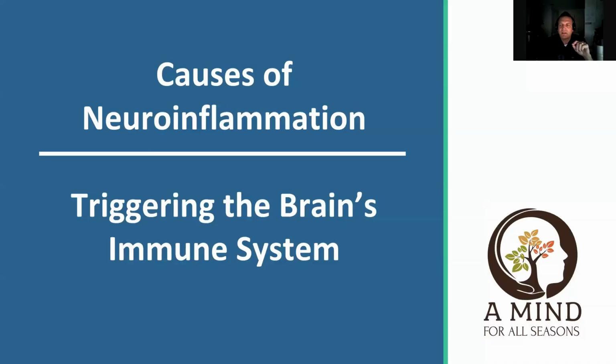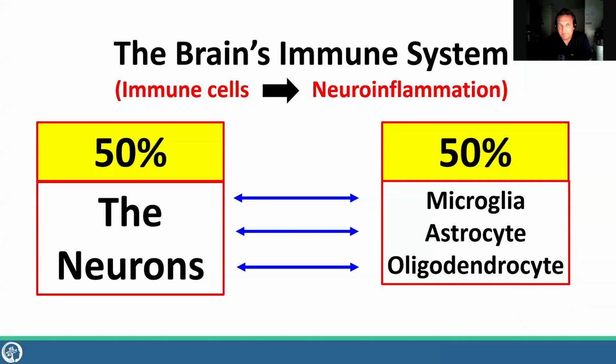Okay, so causes of neuroinflammation would then be anything that triggers the immune system, specifically the immune system in the brain. Now, our brain is not separated from the rest of the body. So when I say the brain's immune system, the brain immune system is actually part of the whole body's immune system. But there's a unique characteristic and nature to the immune system in the brain. And that's why I'm going to spend the next few minutes talking about this from a neurological standpoint.